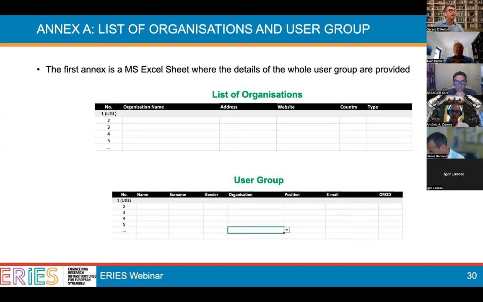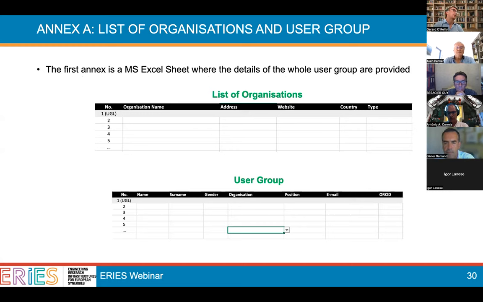So the annexes, as I mentioned before, are essentially a collection of details from the different user groups and organizations. This is not just statistics, but necessary information that we require as part of the project. But it's nice to have this information as well. They're Microsoft Excel sheets, so it's essentially just filling out the names of the organization, addresses, websites, countries, and so on. And some of these have drop down menus.